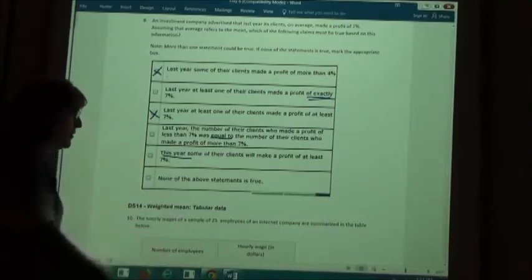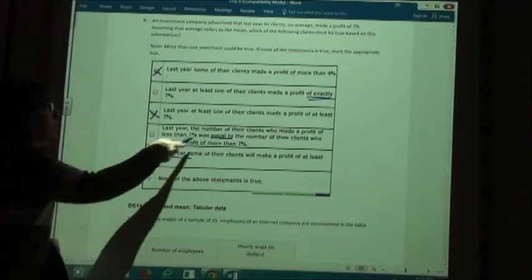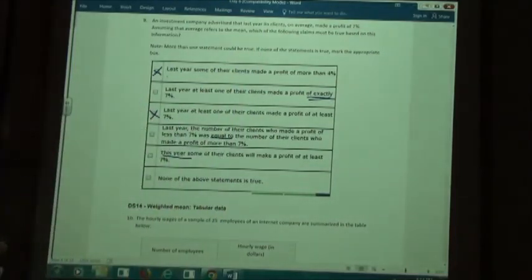This year, some of the clients will make a profit of at least 7%. False. We can't say that's true. We don't know what's going to happen this year. So anytime they say this year and they were talking about last year's statistics, we can't say it's true. So, the only true ones based on knowing that the mean was 7% last year are the first one and the third one.